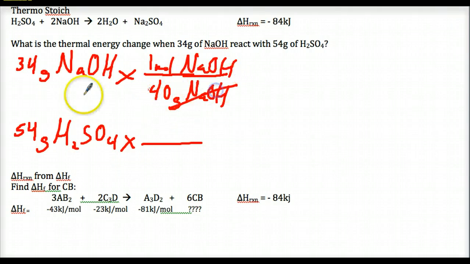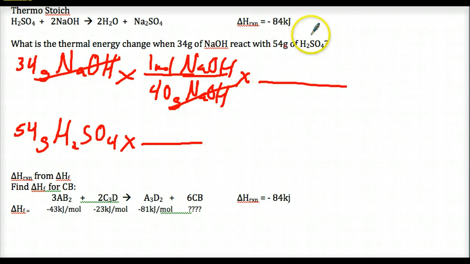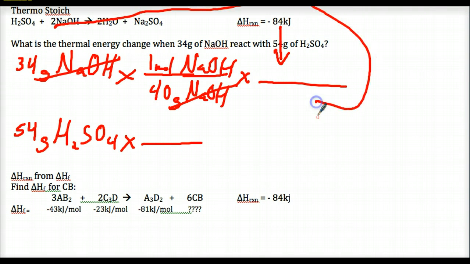Okay, we're in moles. Now what? This is not regular stoichiometry. The next step in regular stoichiometry would be the mole-to-mole ratio. Instead, we're going to use our thermochemical method, which is delta H over the coefficient. Delta H over the coefficient. And that's always how it works.